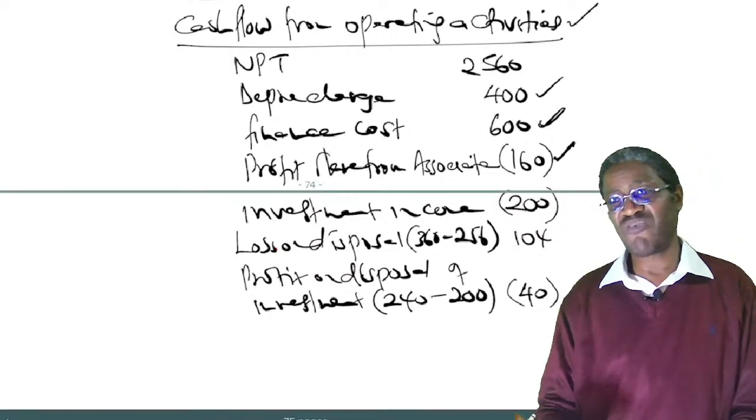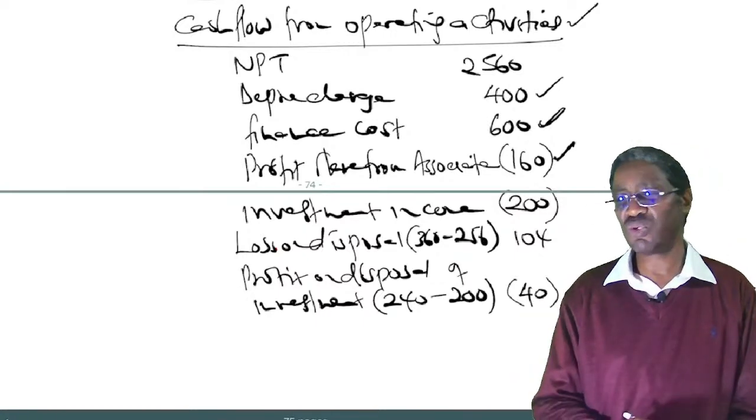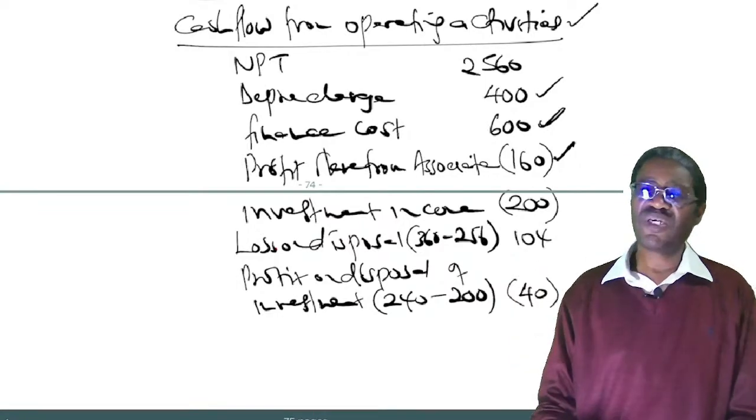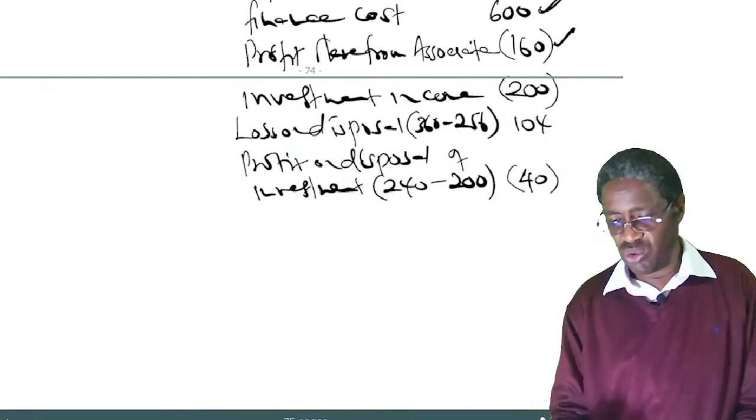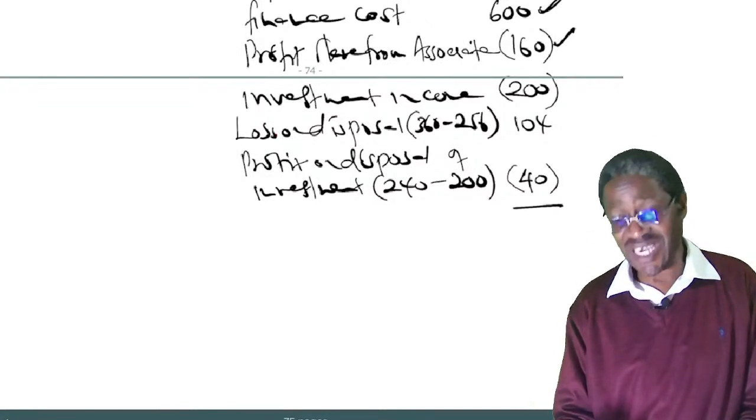Once I was through with the income statement, I have now gone through the additional information. From the additional information, we have picked that loss on disposal from note 1, and from note 2, we have picked that gain on disposal of investment from note number 4. So it looks like I'm through now, so I can get the totals.